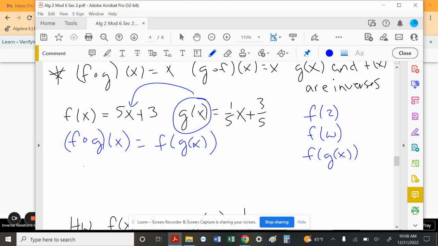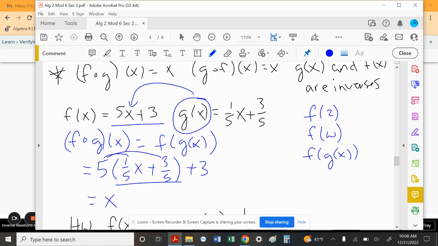So this part right here equals 5 times 1/5 x plus 3/5, plus 3. Notice I just plugged in g of x where my x is. I'm then going to multiply everything through, I'm going to distribute. So I get just x, plus 3, plus 3 in this particular case.